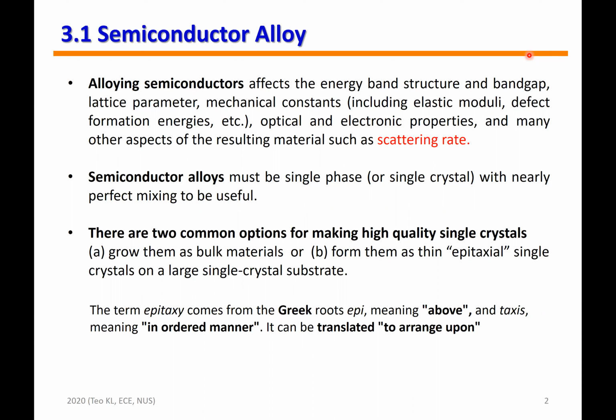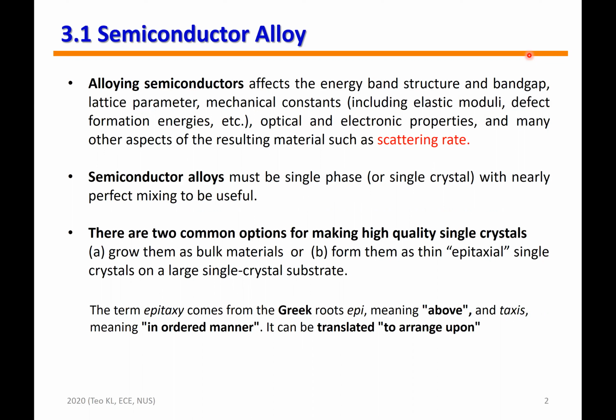Now, it's very difficult to grow bulk single crystal compound semiconductors or alloys with adequately controlled chemistry. For example, in submicron size devices, the grain boundaries and dislocations can have a profound effect on the electronic properties. So usually we would like to grow semiconductor alloys as a single phase or a single crystal with nearly perfect mixing so that it can be useful for device applications.